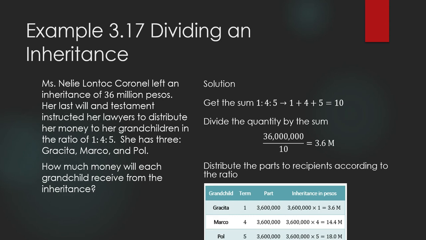So Gracita must receive 1 part. So that's going to be 1 times 3.6 million, which is 3.6 million. Marco will receive 4 parts. And so that's going to be 3.6 million times 4, which is equal to 14.4 million. Paul will receive 5 parts of the inheritance. And so that's going to be 3.6 million times 5, which is equal to 18 million pesos.